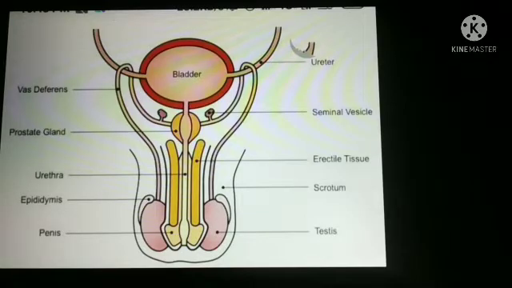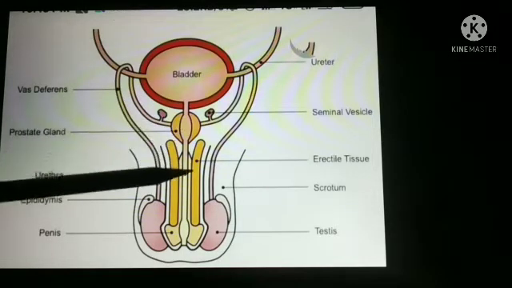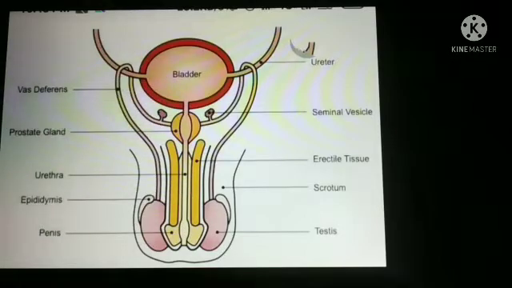So our today's topic is the male reproductive system, but today we are going to discuss the internal organs or internal parts of the male reproductive system. So let us see what are the internal parts.